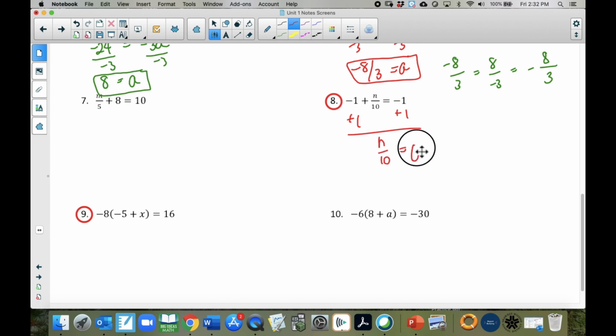And that gives me a 0 over here. I'm going to take a second to write down my steps. Okay, here's the deal with fractions. You want to multiply by the denominator. When I say multiply by the denominator, what I mean is, look at this fraction.